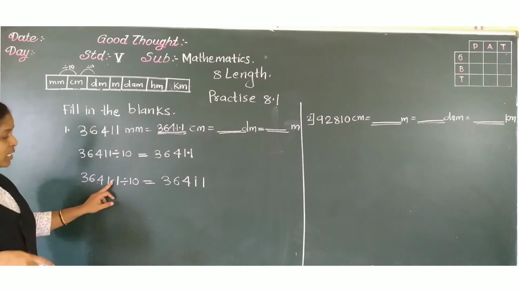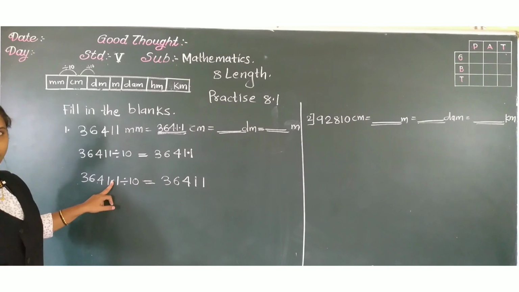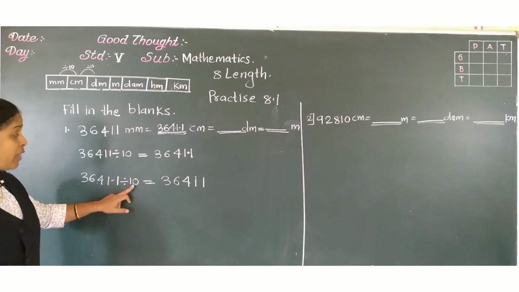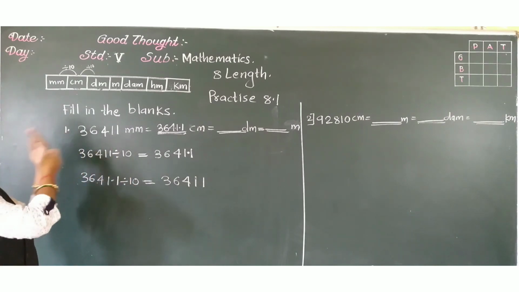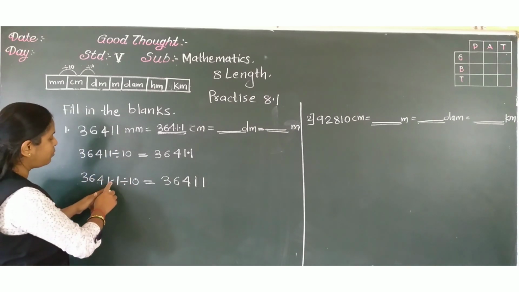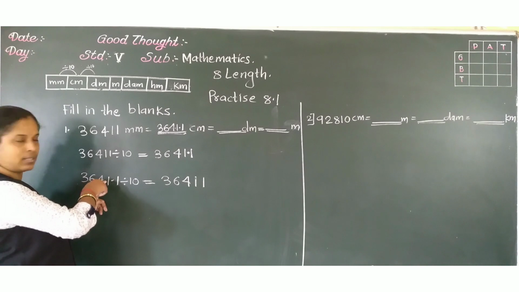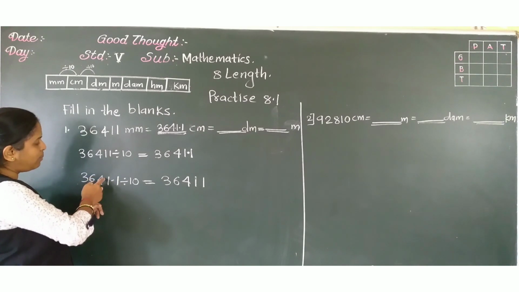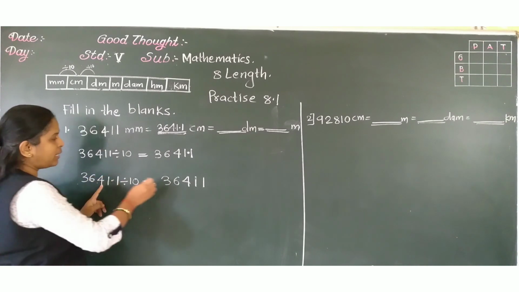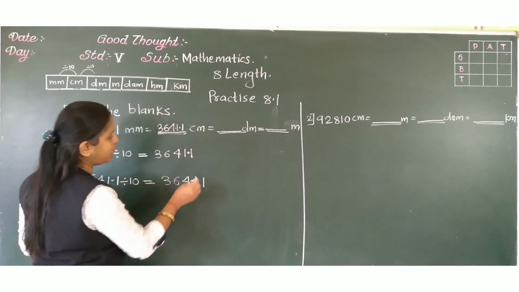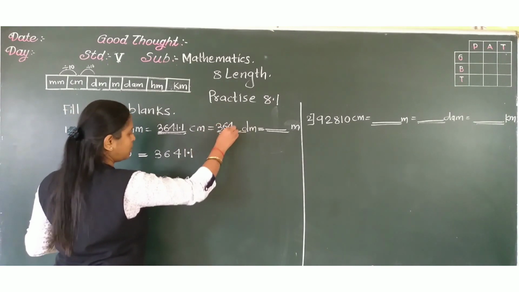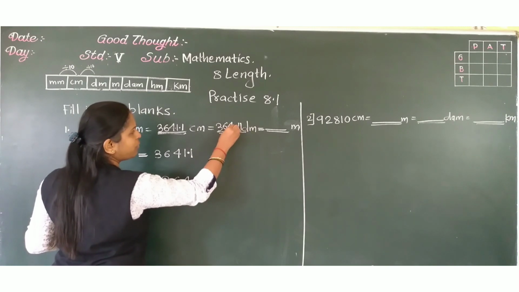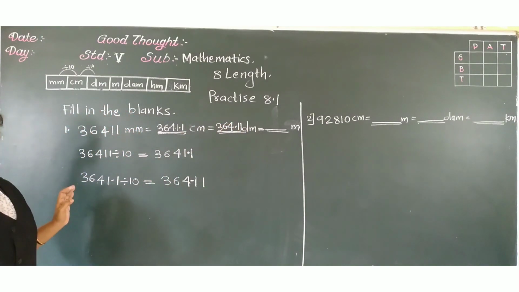Write this number as it is. At first the decimal point is here. Now we divide by 10, which means again shifting 1 place to the left side. Where will it come? This one. After shifting 1 place it comes here. That is 364.11 decimeter. So here the answer comes. It is only shifting the digits, nothing else.